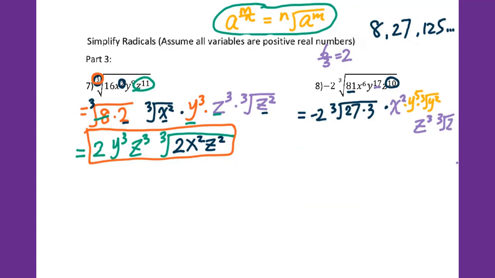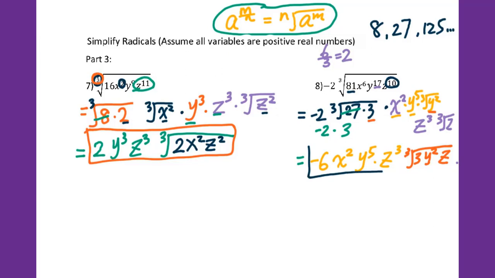Now let's count which number is outside. Cubic root of 27, that's 3. So you will get negative 2 times 3 outside. That will be negative 6. Outside, you have x squared, you have y to the 5th power, you do have z to the 3rd power. Then in the cubic root, you will get the cubic root of 3, y squared, and this z.